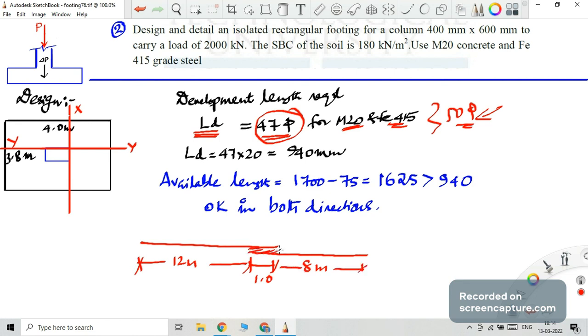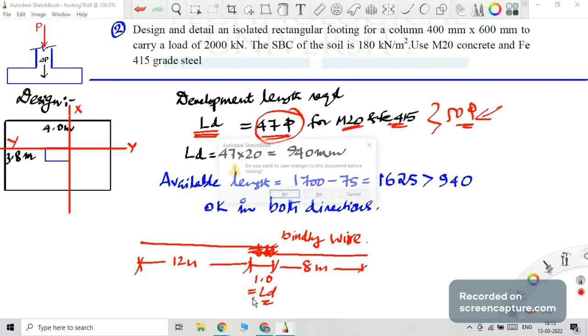So this is the lapping. Lapping is very simple. No welding etc. is required. You can use binding wire. So this is also equal to LD. So we have two uses for LD. One is when you need to lap a reinforcement. Another is when you need to check whether the development length for proper securing and development of stress is ensured.